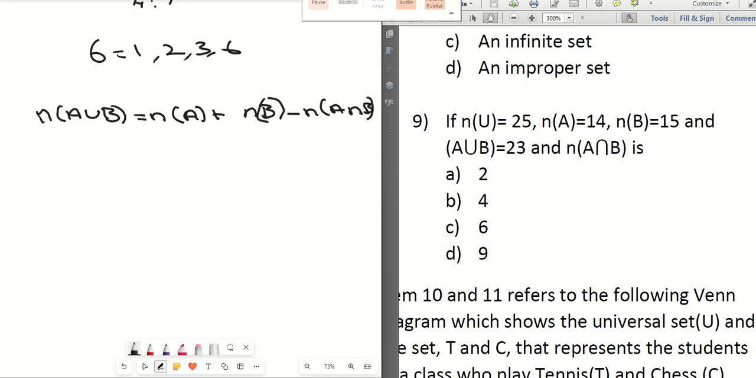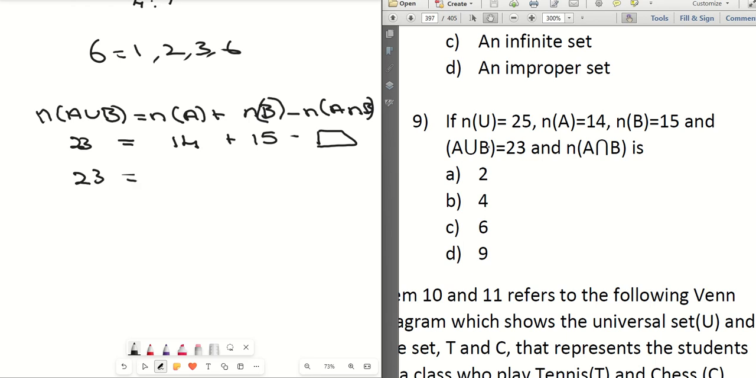Right, so the union, they already told you, is 23. So 23 is equal to the number of elements in A, which is 14, plus the number of elements for B, which is 15, minus some value. We don't know what the value is, so you're going to say 23 is equal to 14 plus 15, which is 29. 29 minus what would give you 23? 29 minus 6. So the answer for number 9 is C, 6.